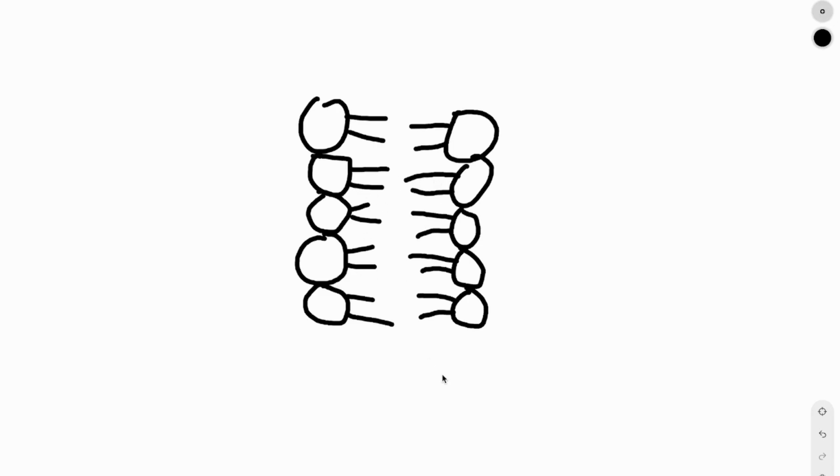Now let's talk about the rest of the membrane. Cholesterol looks something like this. It regulates the fluidity of the cell membrane, meaning how flexible it is.